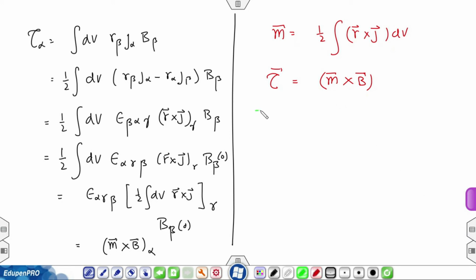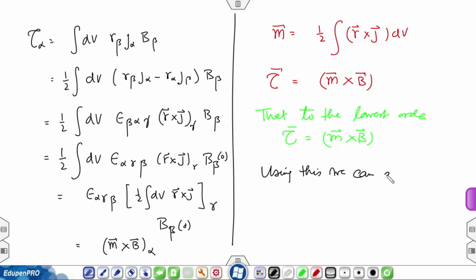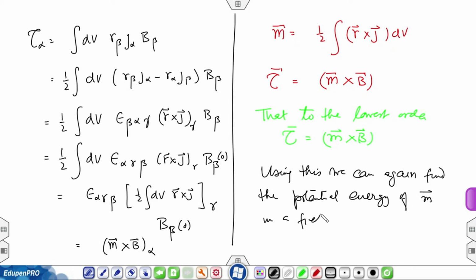So, this shows that to the lowest order, the torque is m cross B, where m is the dipole moment for the current distribution. Using this, we can again find the potential energy of m in a field B. Let us do that then.